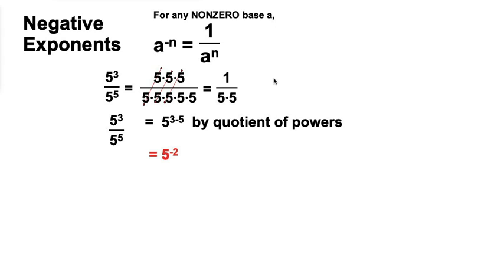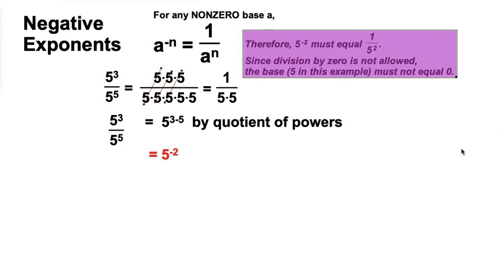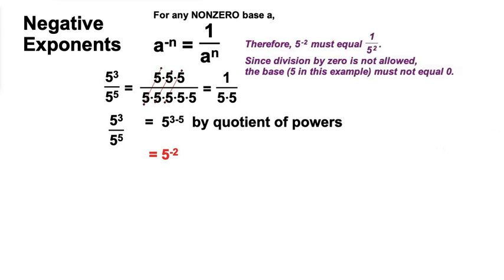And therefore, we can conclude that for a negative exponent, we're just going to follow a to the negative n equals 1 over a to the positive n. Right.